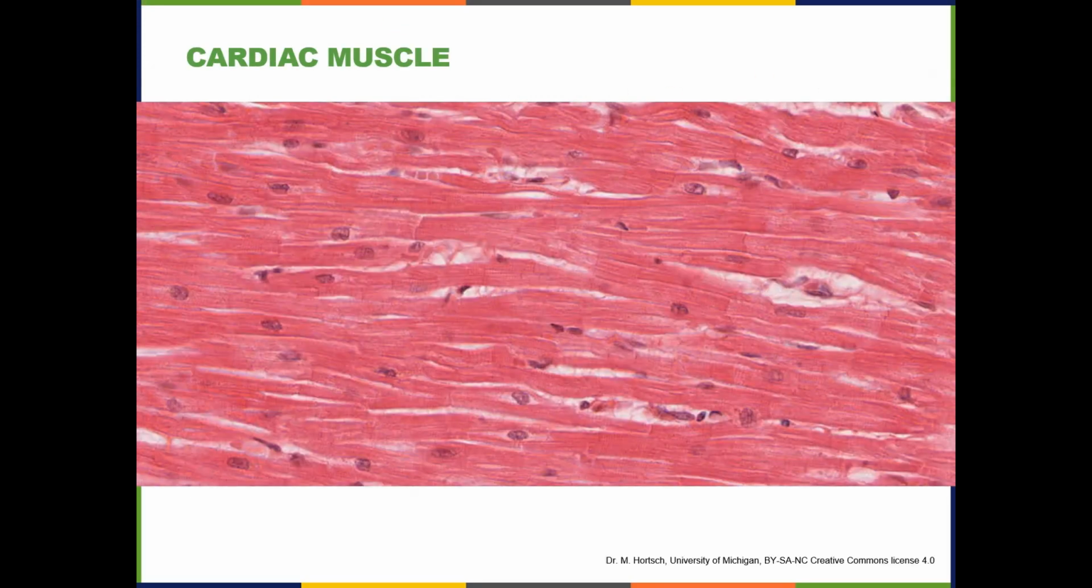Cardiac muscle fibers are striated, similar to skeletal muscle fibers. However, there's typically only one nucleus in each cardiac muscle fiber, and each cardiac muscle fiber has a branching shape.